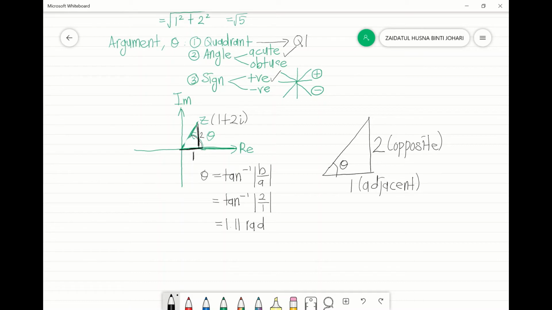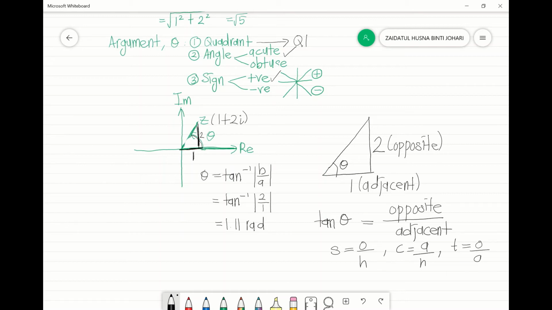You had learned before, right? If you have opposite over adjacent, then this is particularly for tangent. You learned SOH CAH TOA, correct or not? Sine equals opposite over hypotenuse. Cos equals adjacent over hypotenuse. And tangent equals opposite over adjacent. So that's why in this formula, we use the tangent function.